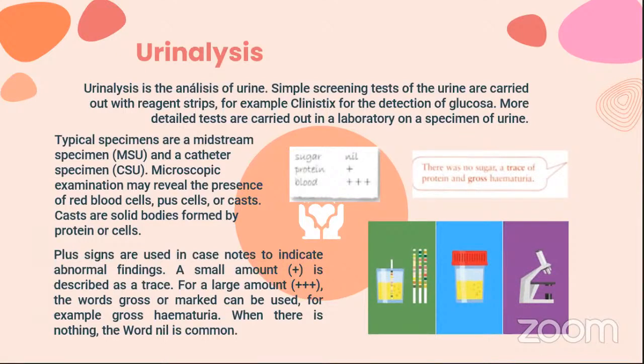Plus signs are used in case notes to indicate abnormal findings. A small amount, plus 1 plus, is described as a trace. For a large amount, 3 pluses, the words gross or marked can be used, for example, gross hematuria. When there is nothing, the word nil is common.